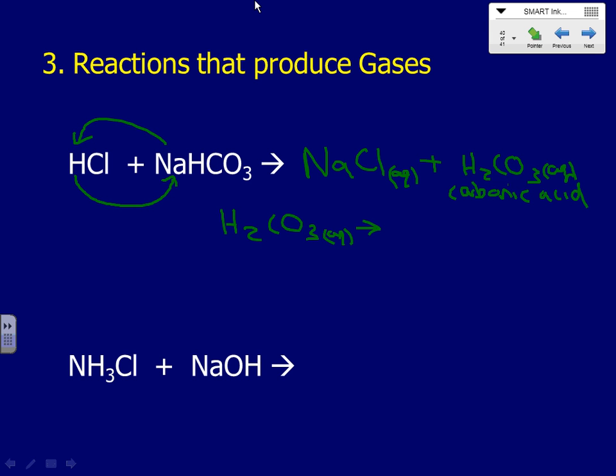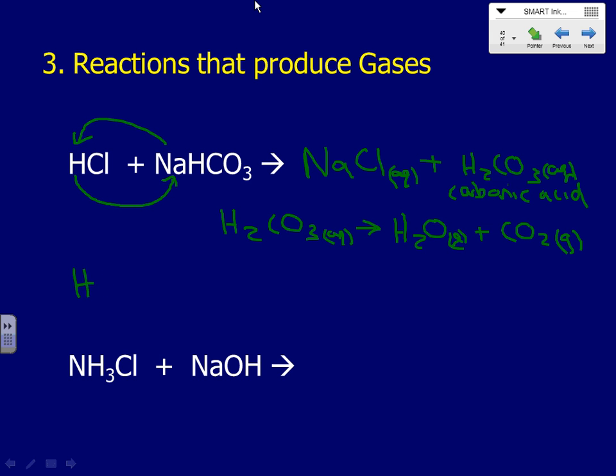What do you got? Water. Yeah, very good. Water and CO2. H2O liquid and CO2 gas. It is carbon dioxide. So when you get carbonic acid as a product, you can insert an H2O and CO2 for every carbonic acid molecule. If this was a 2, you'd get 2 H2O and 2 CO2.